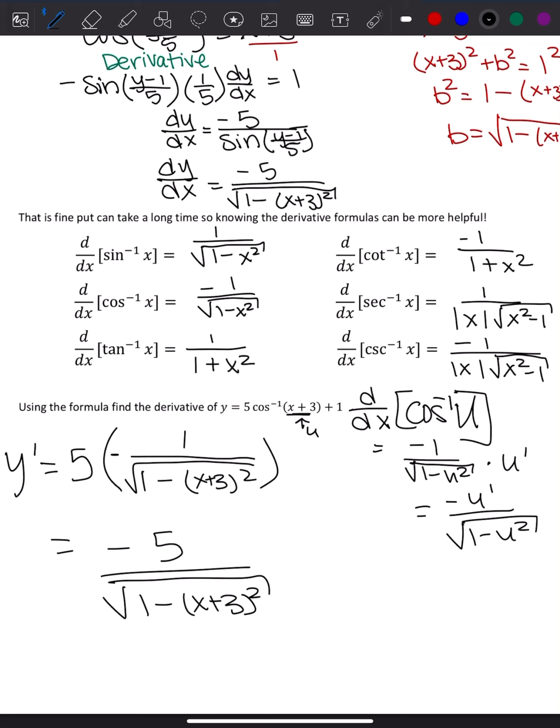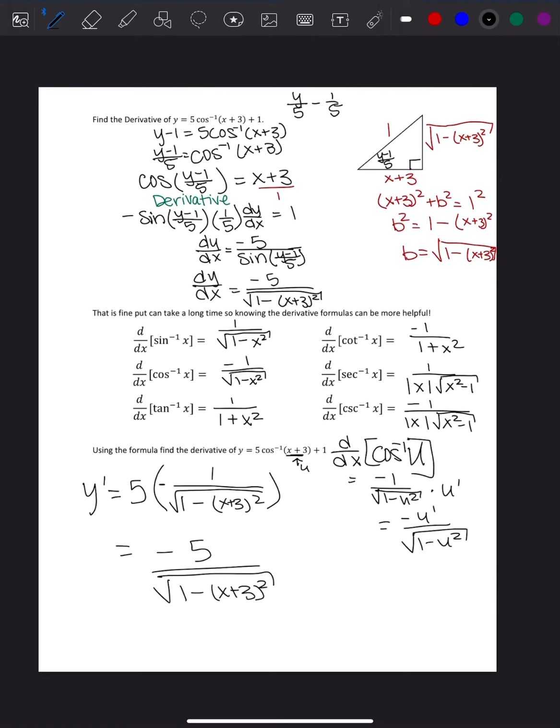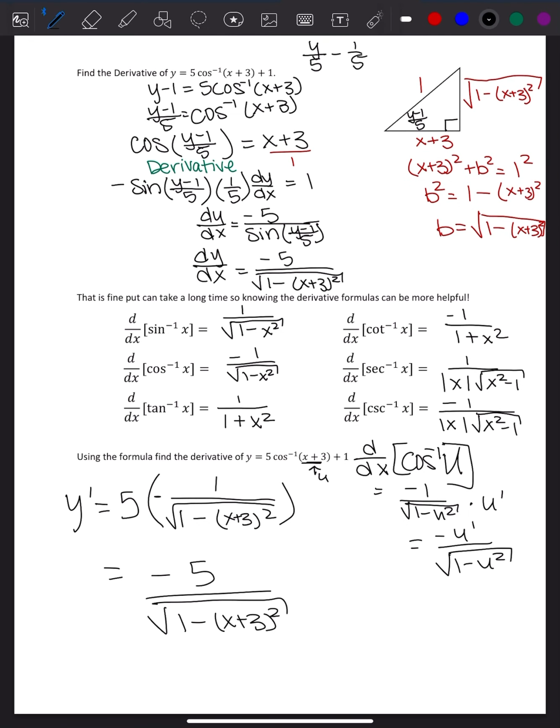Knowing the formulas and knowing how to use them are going to be way more valuable than knowing how to do it from scratch. Knowing how to do it from scratch is more of a backup tool to help us out.